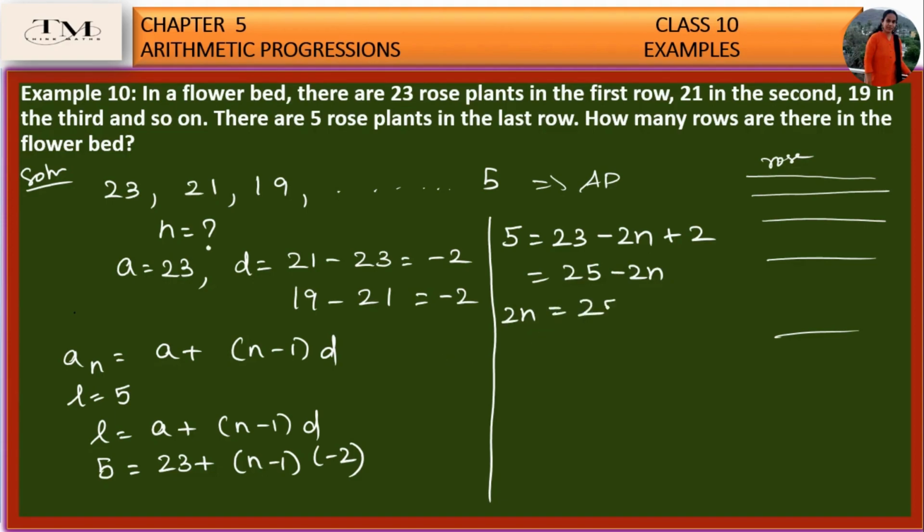Here 25 is there. I am taking 5 to the right hand side, so it will become negative. Plus 5 will become negative. So it is equal to 20. 2N equal to 20. Then N is equal to 20 by 2, which is 10. So it means there are 10 rows in the flower bed.